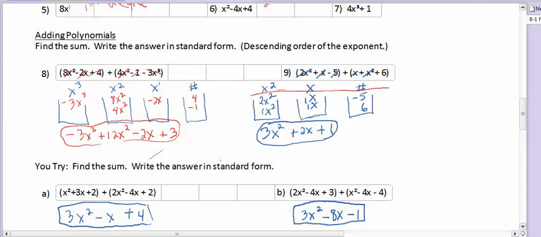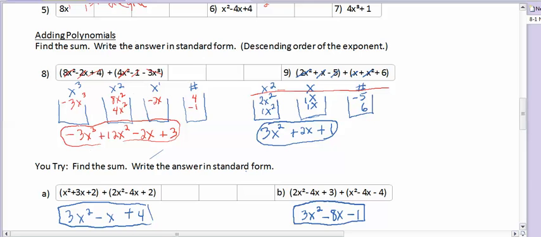Okay, so hopefully you stopped it and you did the work on your own with your buckets. Your answer you should have come up with was 3x to the second minus x plus 4 for letter A, and 3x squared minus 8x minus 1 for letter B.